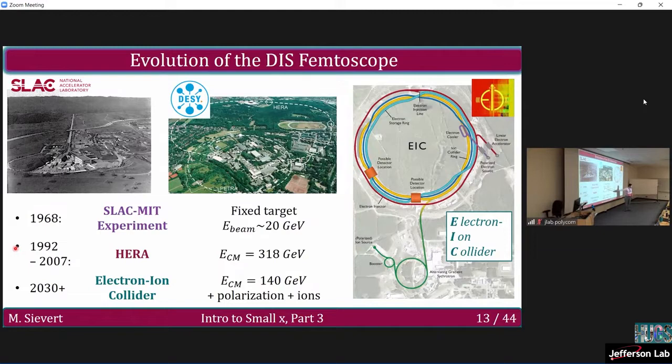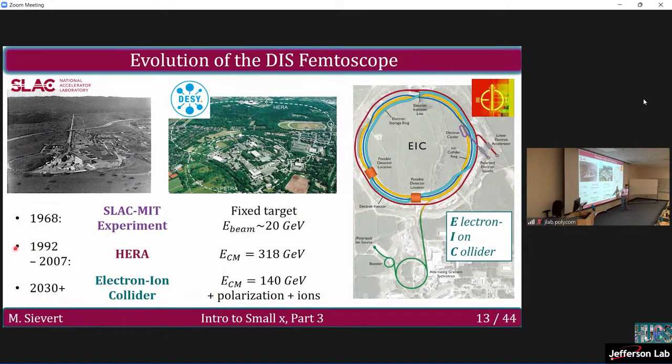This is what helped us discover QCD in the first place. I will walk through some of the logic that led us there. The current apex of deep inelastic scattering in terms of energy is HERA. HERA was the highest energy and the only proton-electron collider thus far. It ran until 2007 at a center of mass energy of 318 GeV.